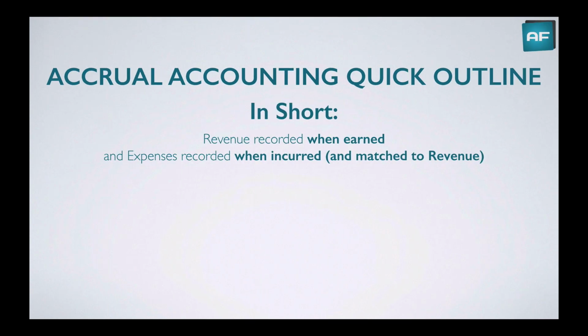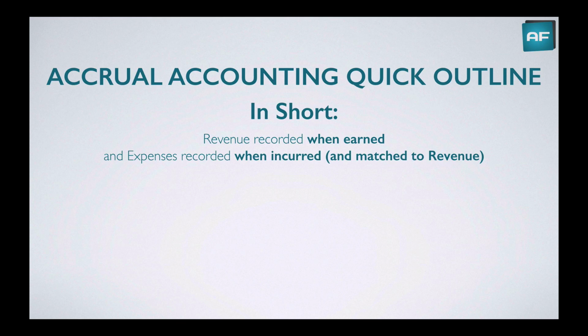Okay, so in short, accrual accounting says revenue is recorded when earned, and expenses are recorded when incurred, and they're matched to revenue if they're involved in generating revenue. Revenue is recorded perhaps when you think a sale occurs or when cash changes hands. It's actually when you carry out the performance obligation involved in the contract with your customer. When you carry out and earn the revenue is when you record it, irrespective of other situations that are going on. Expenses are recorded when incurred.